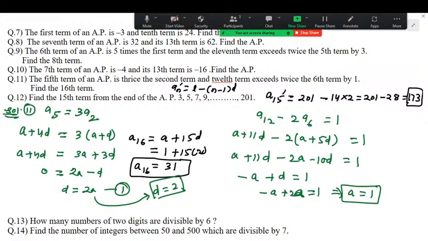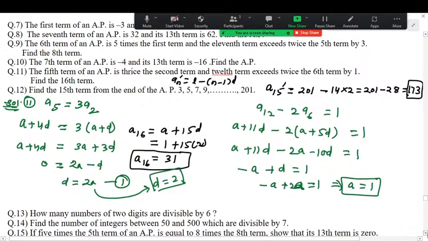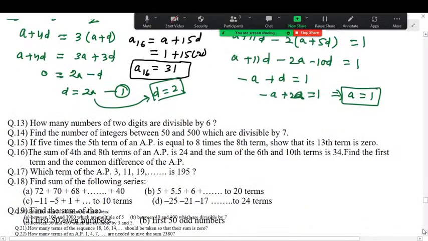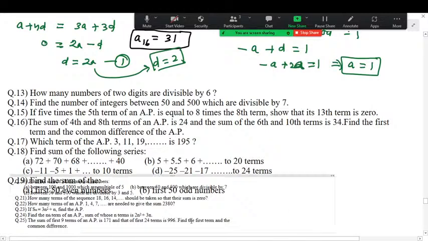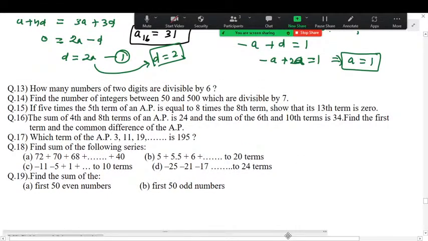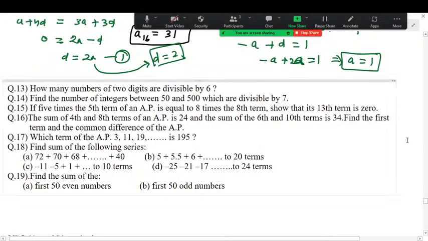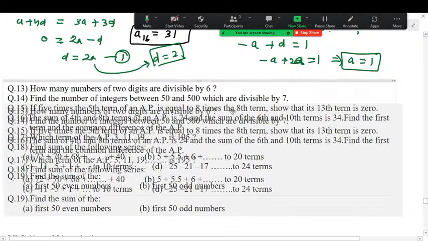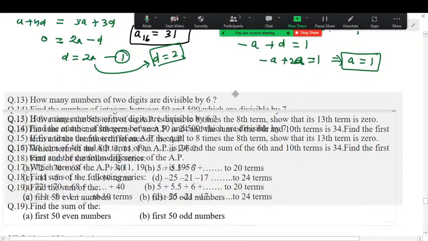Okay. Now can you solve the 13th one? Question number 13. In a similar way, you can figure out the answer to 14. I'm just helping you, I'm just giving you a hint.